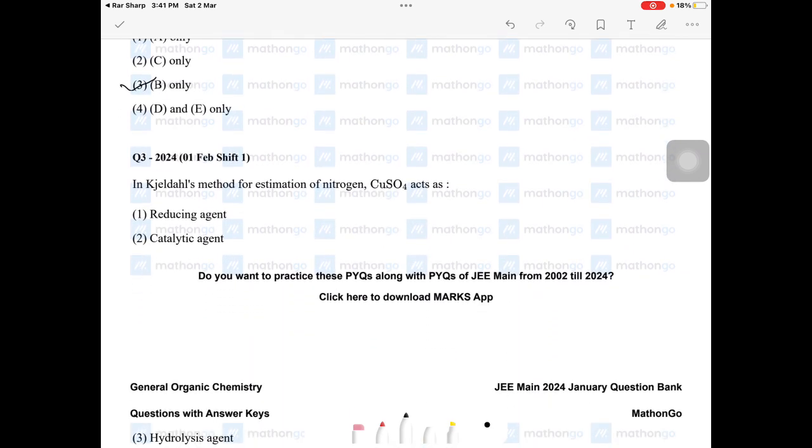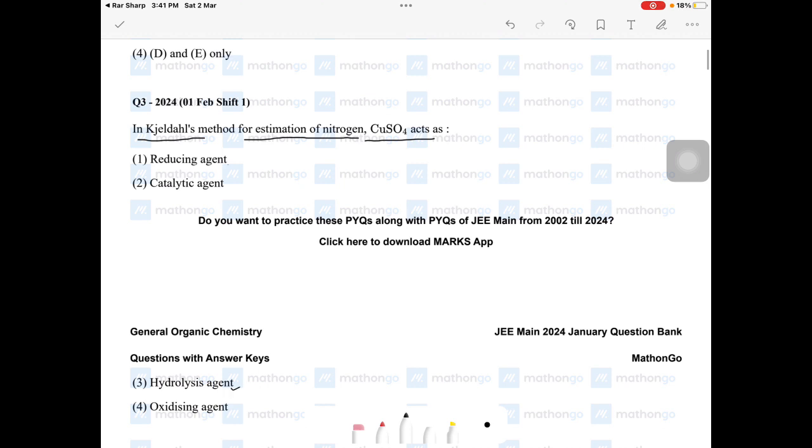Next, third one, in Kjeldahl's method for estimation of nitrogen, copper sulfate acts as reducing agent, catalytic agent, hydrolysis agent, oxidizing agent. Out of these four, in Kjeldahl's method for estimation of nitrogen, copper sulfate will act as catalytic agent.